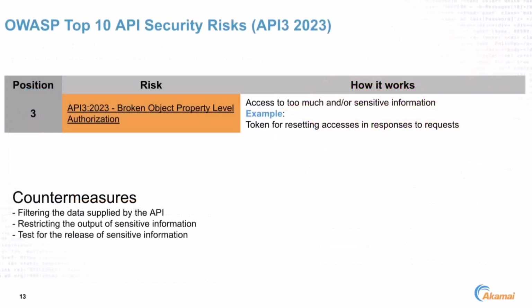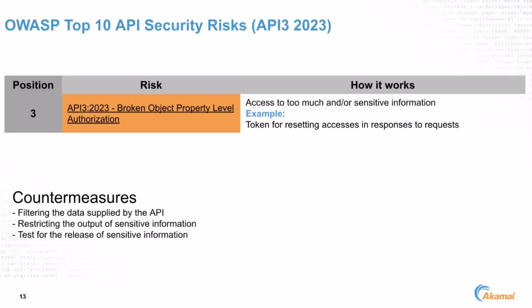So API 3 is broken object property level authorization, or BOPLA. Simply put, APIs often rely on web or mobile application to present only the required information to the end user. APIs are oversharing information, including PII or sensitive data, and malicious actors take advantage of this weakness.